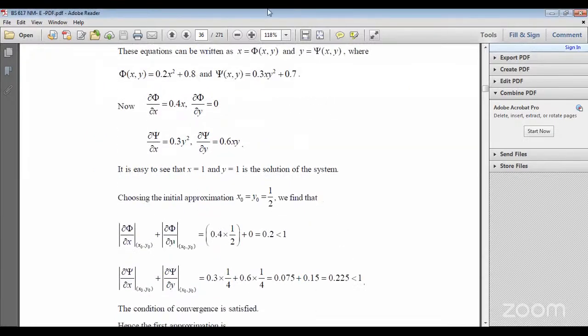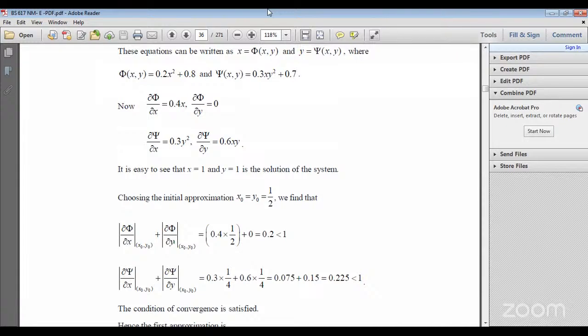It is easy to see that x equal to 1, y equal to 1 is the solution of the system we are taking here. ∂φ/∂x at (x0, y0) plus ∂φ/∂y at (x0, y0) is equal to 0.4 into 1 by 2 plus ... is equal to 0.2, which is less than 1.